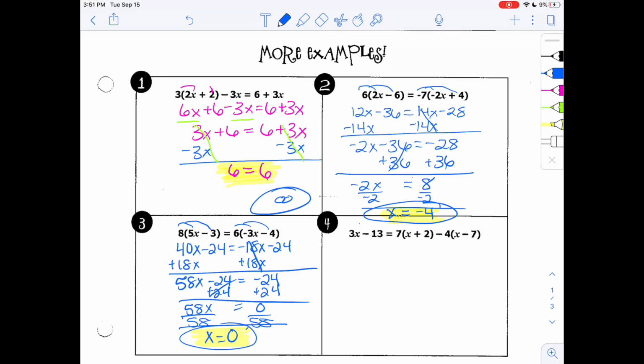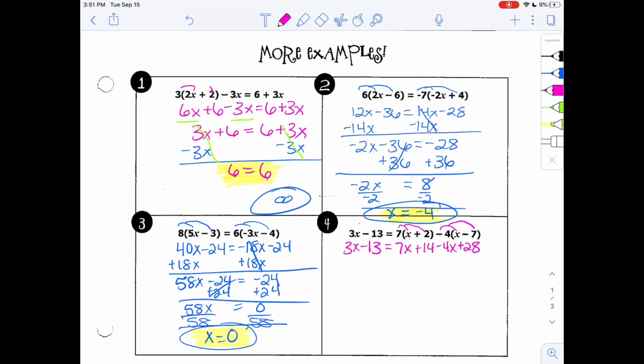Let's take a look at one more. On this last problem, we want to distribute twice. We're going to distribute our 7 to x and 7 to 2, as well as distributing negative 4 to x and negative 4 to negative 7. On the left side, we're going to go ahead and bring down our 3x minus 13 equals 7 times x is 7x, and 7 times 2 is a positive 14. When I distribute the second time, negative 4 times x is negative 4x, and negative 4 times negative 7 is a positive 28.